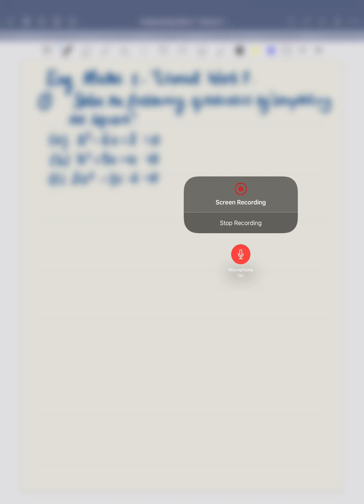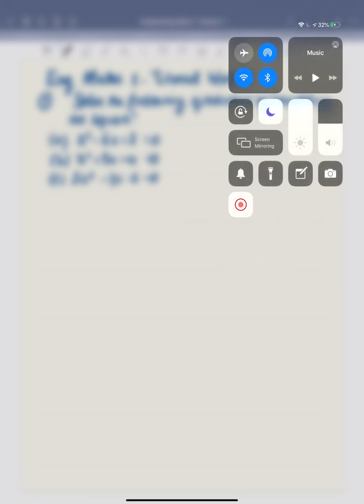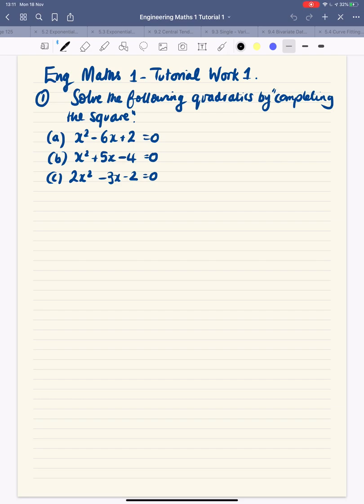Right, okay, so I'm going to do the engineering sheet 1. Number 1: solve the following quadratics by completing the square. So that's going to be x minus 3 squared, because we halve that 6 in there. Put the squared out there, take away the 3 squared, which is 9, and then add the 2. So we've got the x minus 3 squared.